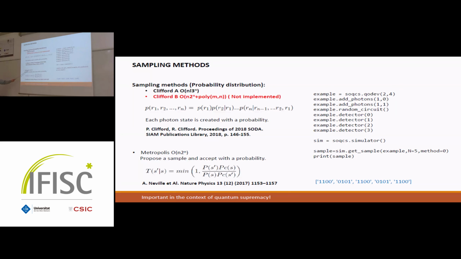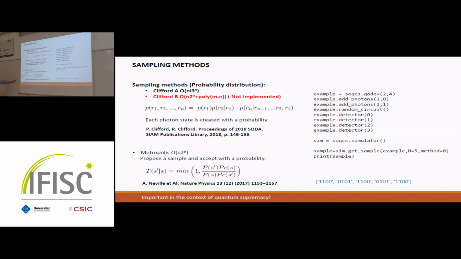But instead, I have another Metropolis algorithm from Neville, published in Nature in 2017, that is basically an acceptance and rejection sampling algorithm, in the sense that, given that we have a sample S, an outcome S, we propose an S prime, and with certain probability we accept or not that outcome. This is the probability of sample S, and this is the probability of sample S prime, and these PCs are the classical probabilities ordered in samples, assuming that these photons are distinguishable particles.